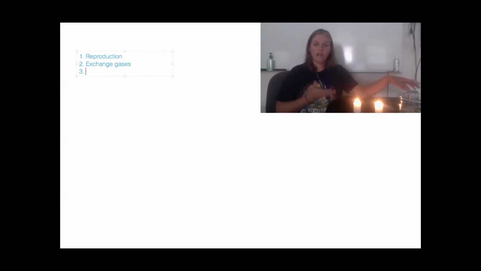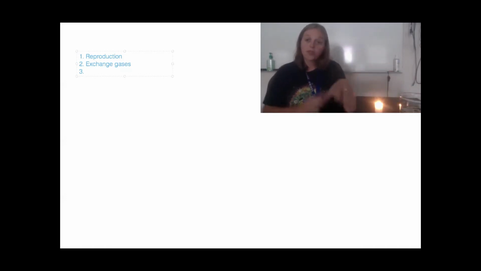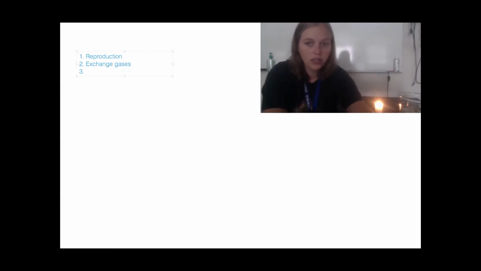Now, can our fire exchange gases with its environment? Well, this fire is doing something very similar to cellular respiration. It's taking in oxygen, using that to consume this wax and release carbon dioxide. And you can see if we cut this fire off from oxygen, it goes out. So it must be able to exchange gases with the environment.